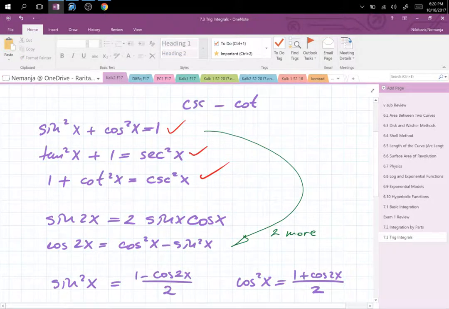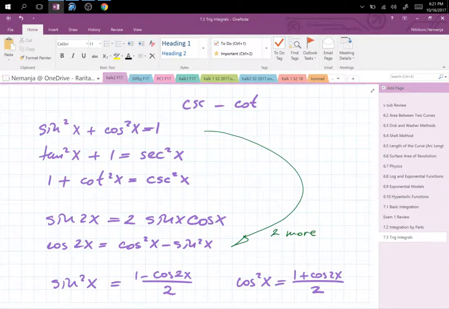If you solve for sine squared, then you can solve for cosine squared. That one is solved for 1. The next one can be solved for tangent squared or 1. And the last one can be solved for 1 or cotangent squared. So you need to know all 9 forms, right, to recognize them.